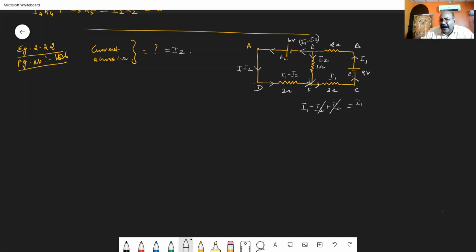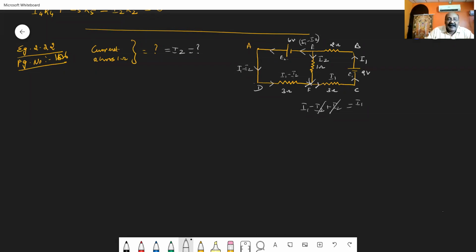I have to calculate the current through the 1 ohm resistor. In the diagram, the current through the 1 ohm is I2. So I have to calculate the value of I2. For calculating I2, I am applying Kirchhoff's second rule. I need two unknown quantities, I1 and I2, so I have to take two equations. On solving the two equations, I can get I1 and I2.